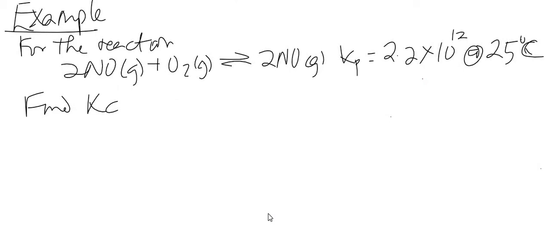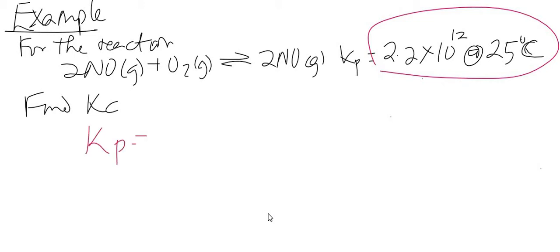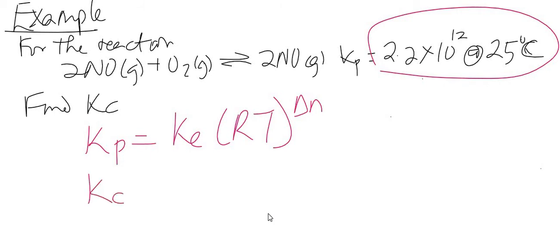For example, for this reaction, Kp is given as this. Find Kc. The first thing we need to do is to write our expression, which is Kp equals Kc multiplied by RT raised to the power delta N. Our Kp has been found. We're looking for Kc, right? So Kc is going to be Kp over RT raised to the power delta N.